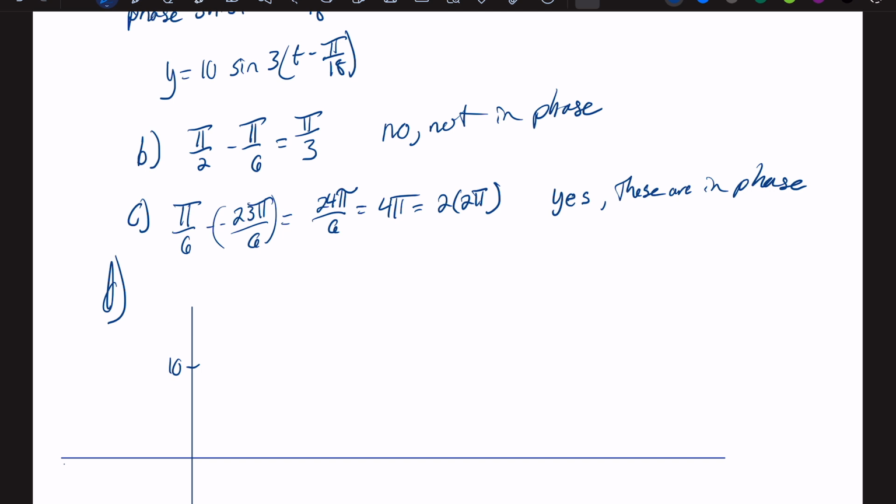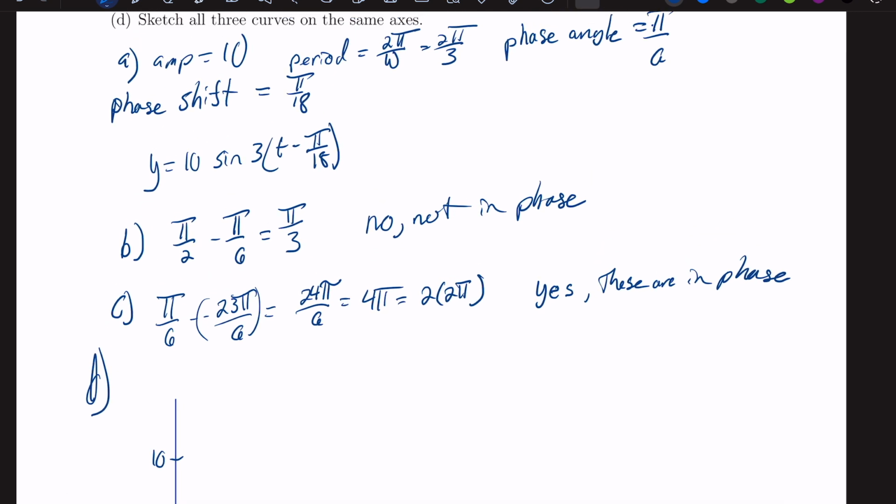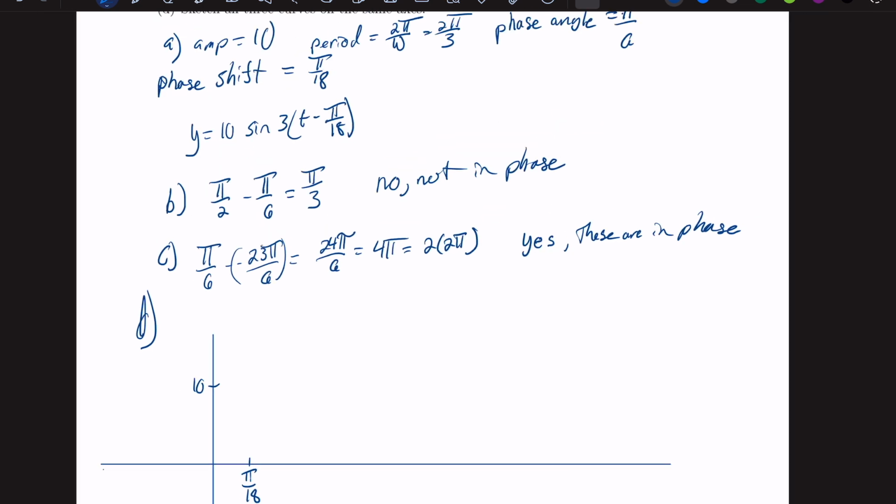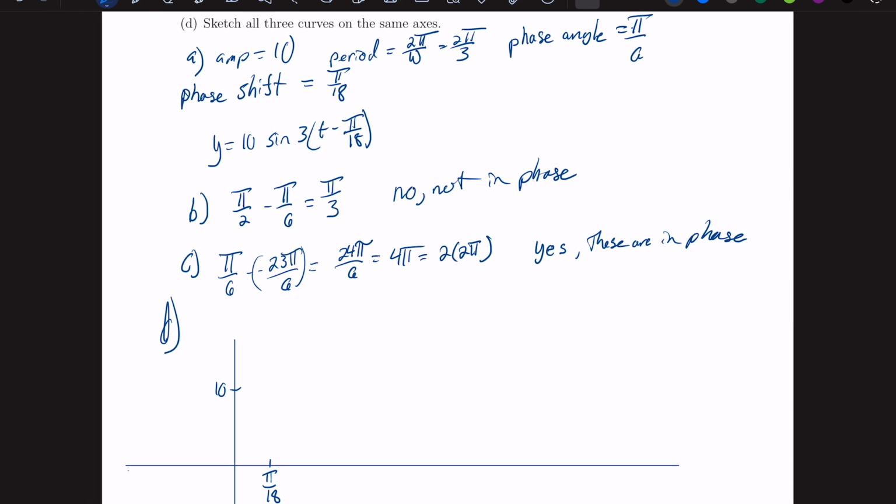This is a sine curve. We're going to start at pi over 18. We're going to add one period to that, which is 2 pi over 3. So 2 pi over 3 would be 12 pi over 18. So pi over 18 plus 12 pi over 18 gives me 13 pi over 18. All I'm doing here, so we start here, we add a period, which is this.